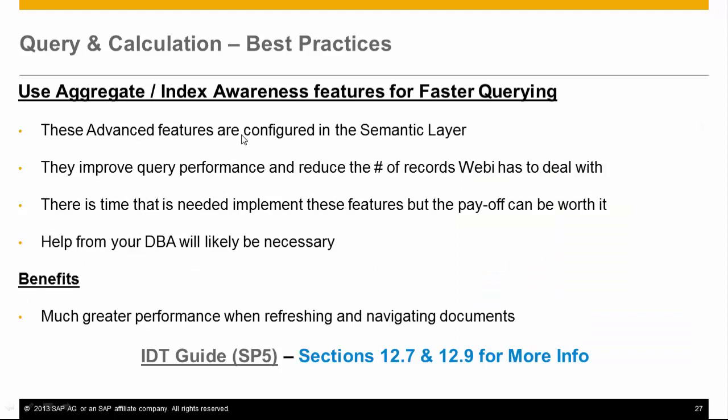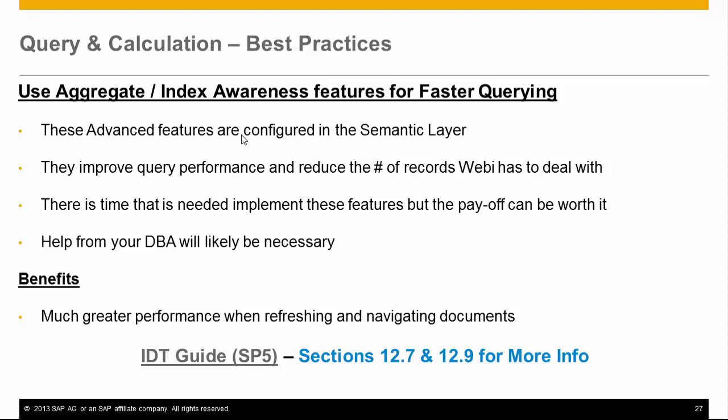So, aggregate and index awareness features. These are set at the semantic layer. These are some advanced features that let you take advantage of some database options that can greatly improve your performance if used correctly. Unfortunately, these do require your database to have some stuff pre-configured. So this would be during your design stages that you would want to take a look at these.